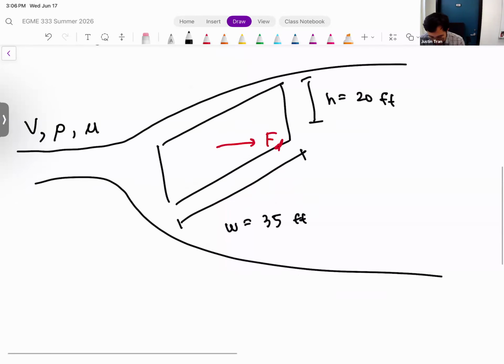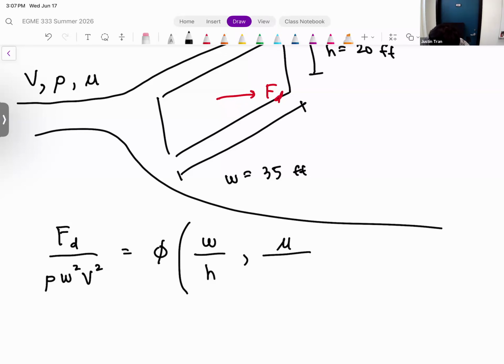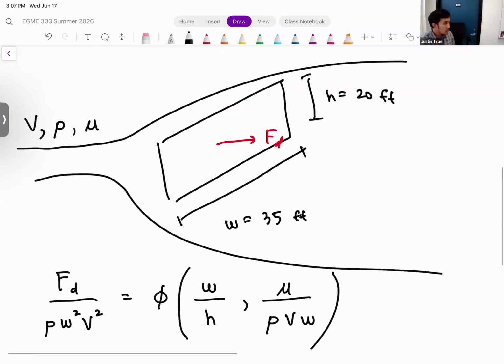Through dimensional analysis, we obtained the following three non-dimensional numbers. The drag force, scaled in proportion to the density, the width squared, and the velocity squared, is equal to a function of the ratio of the width divided by the height and the Reynolds number, which was mu divided by rho times V times W. Those are the three non-dimensional numbers that we said were relevant for this particular situation.